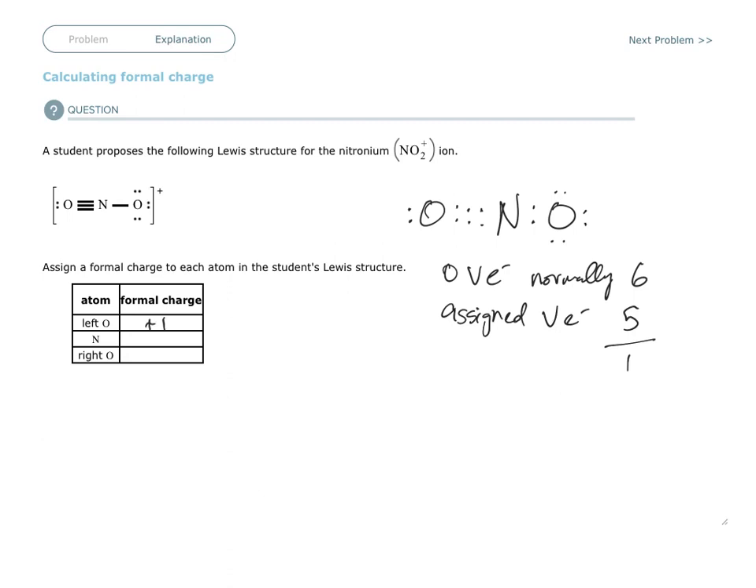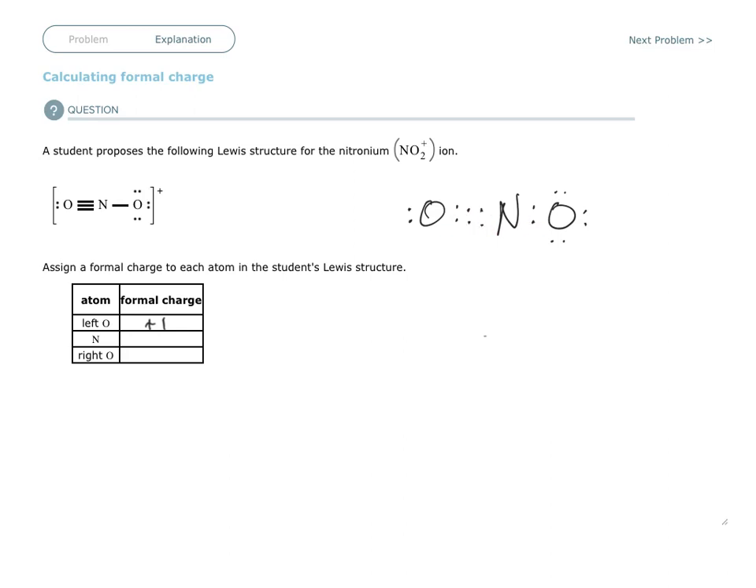So the left oxygen is going to have a formal charge of positive 1. Let me go ahead and put positive 1. All right, what about the nitrogen? The nitrogen is the same. We're going to assign, now there's no lone pairs here. You've got a triple bond and a single bond. So I want half of the ones that go to nitrogen in the bonding here. So these 3 will be assigned to the nitrogen, and then 1 in this bond will be assigned to the nitrogen. The other half goes to each partner. So I've got 3 and 4.